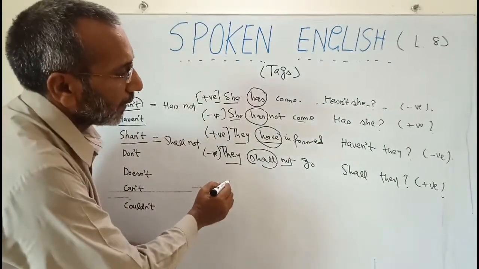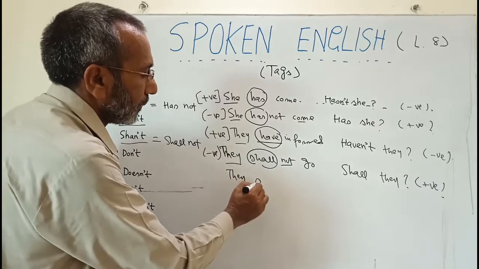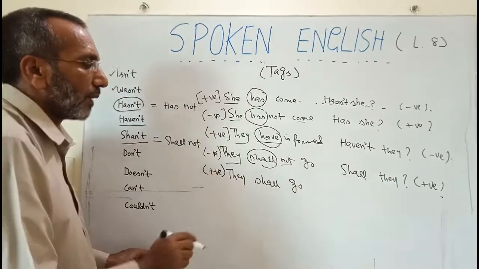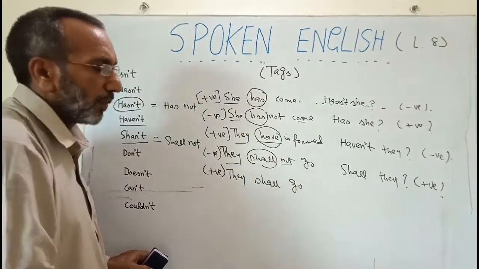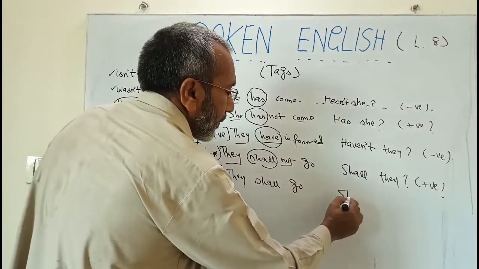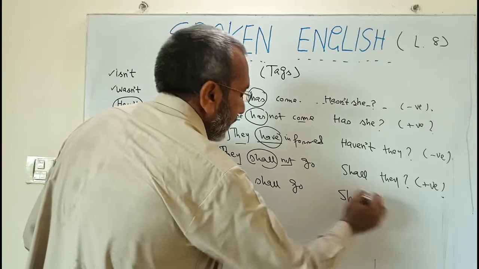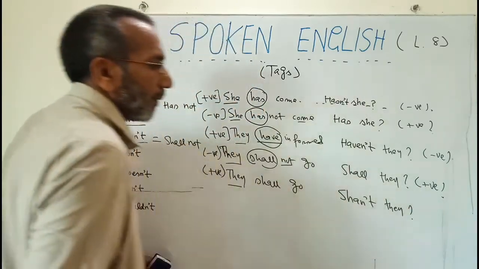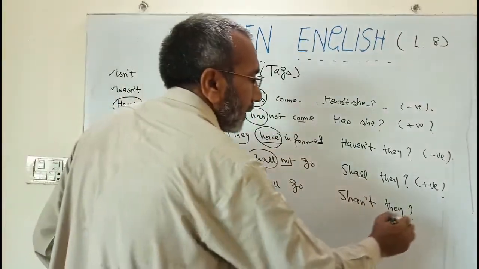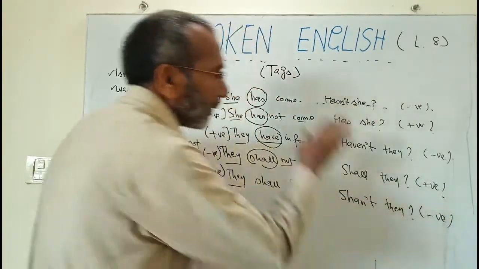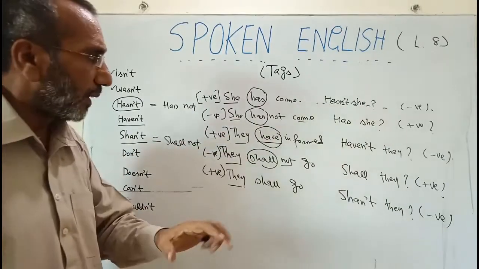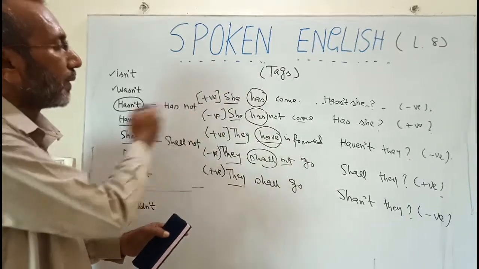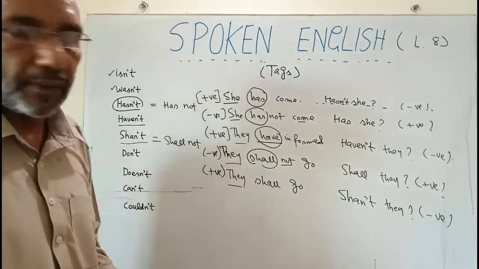Suppose you say, they shall go. The expression is positive, so the tag must be negative. It is a bit difficult, a bit uncommon too, but what would be its form? Shan't, meaning shall not, and then just add the subject, shan't they. The sentence was positive, and the tag is negative. Clear? So the basic concept throughout is the same. Keep in mind the helping verb that is being used, take that and then add the subject of that expression.